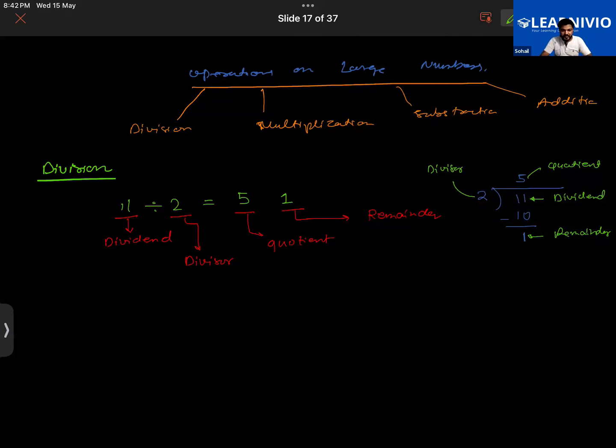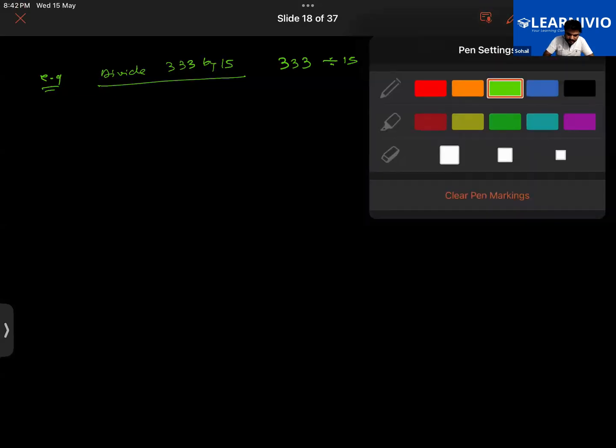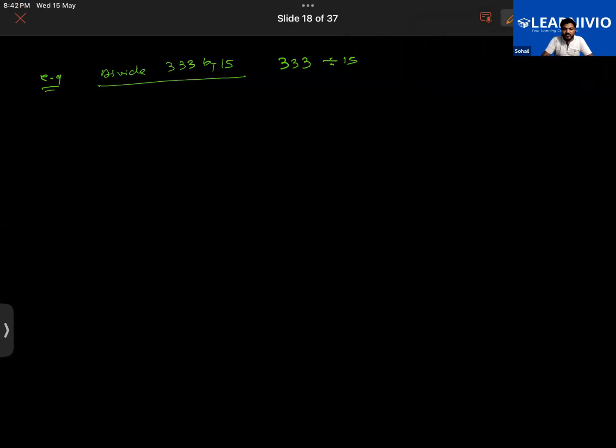For example, guys, let's do some questions. That is the best way to understand the concept. You have the number 333. You have to divide it by 15. Divide 333 by 15. Let's do it. I will do one question, and the others you will be required to do. So, 333 divided by 15.